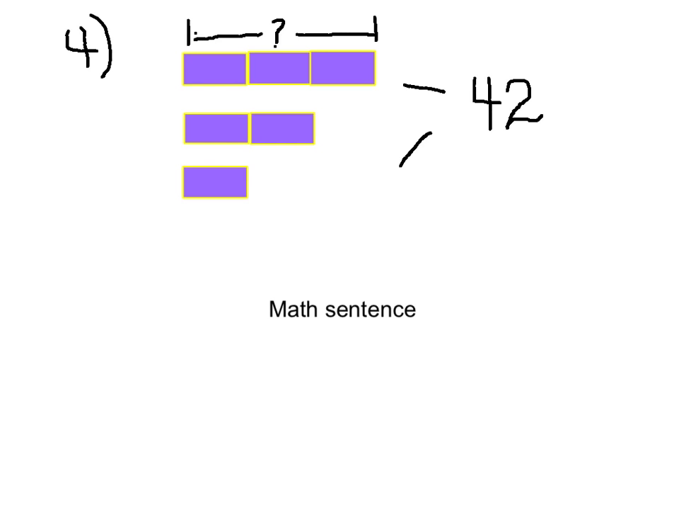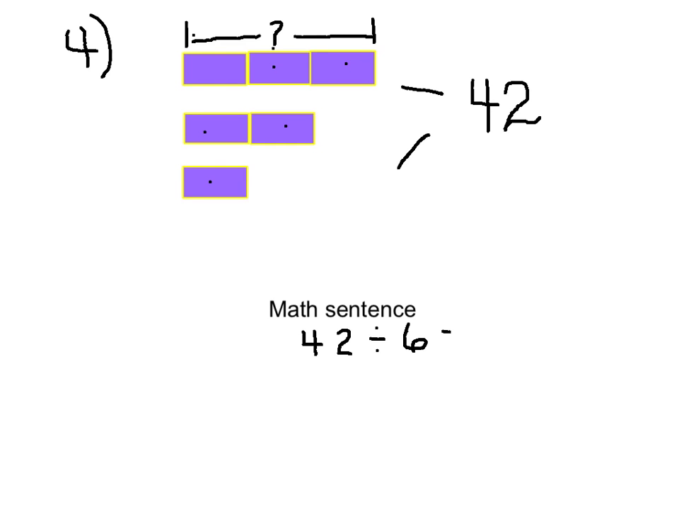This drawing shows us that there are 42 in all, and we are trying to find out what is in 3 of those boxes. Now, when we look at the drawing, we see that there are 1, 2, 3, 4, 5, 6 equal parts. So to find out how much is in one part, of course, would be division. 42 split into 6 equal parts means that there's 7 in each part.